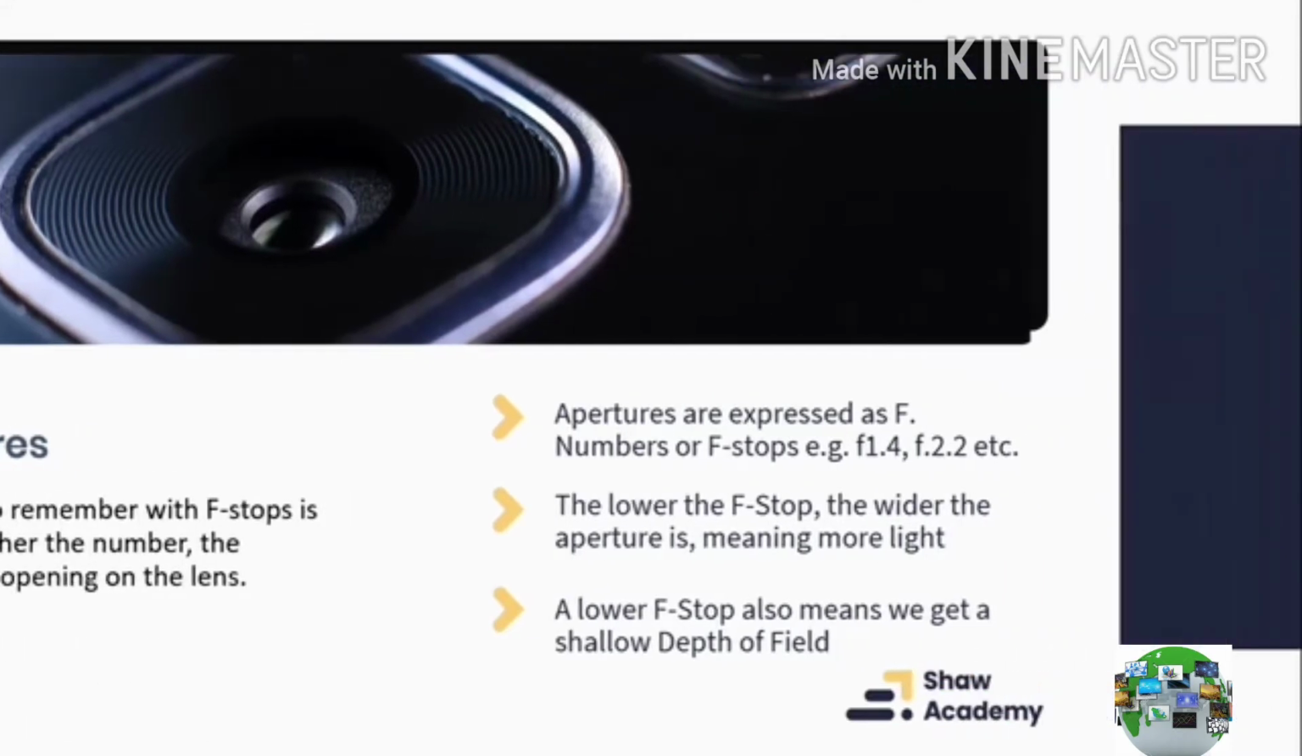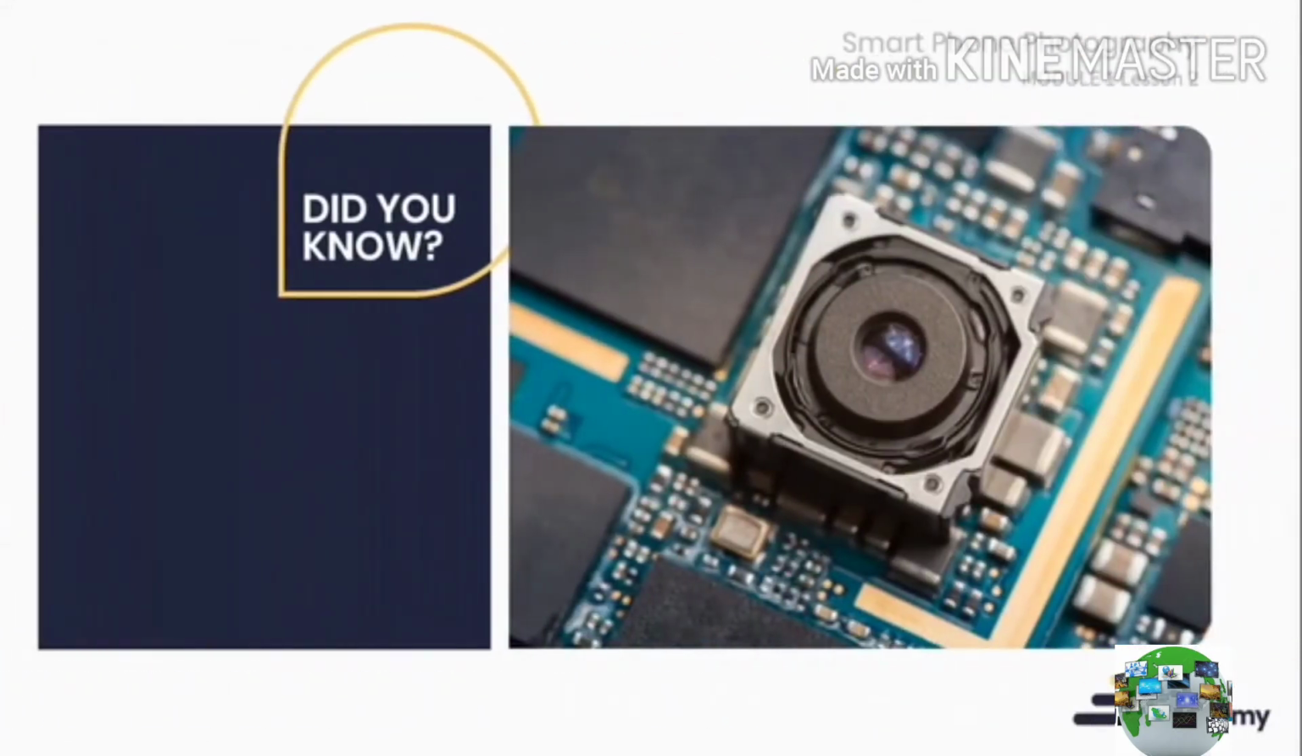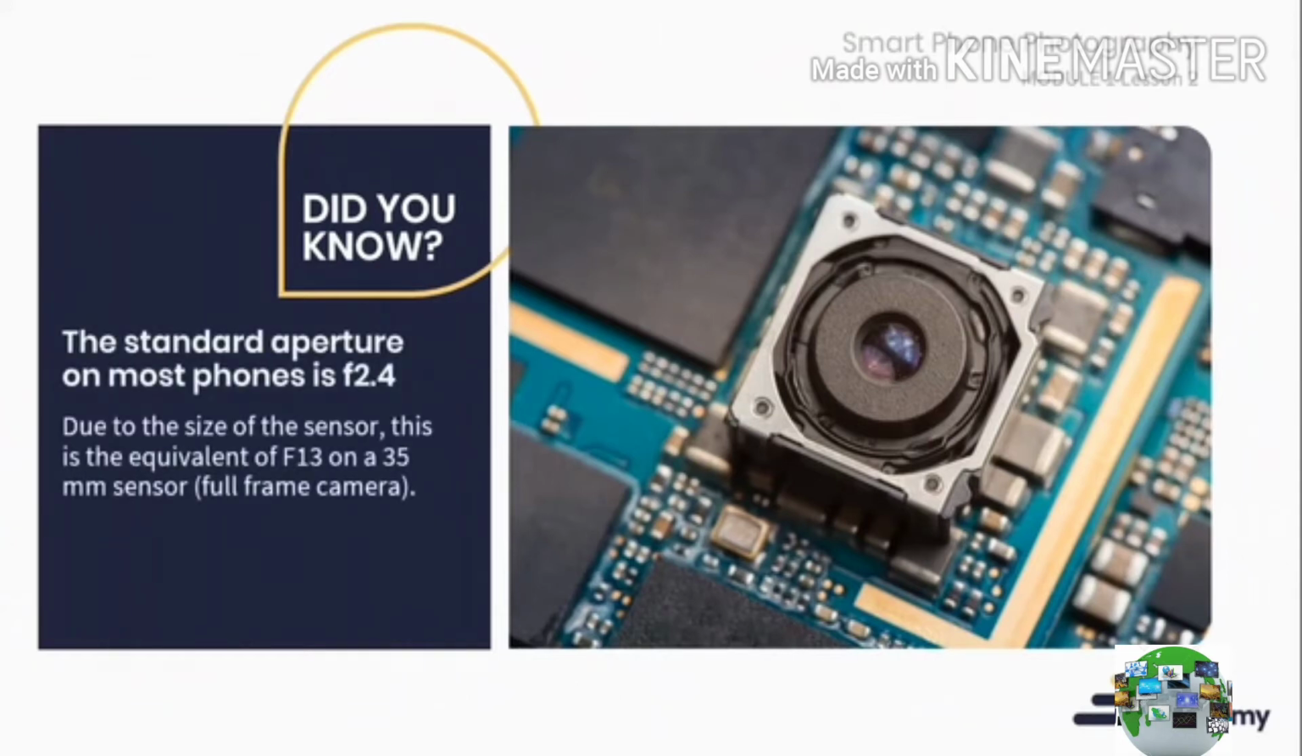Now, at this stage, you're probably wondering, what is the aperture on my phone? Well, the standard aperture on most phones is f2.4. Now, due to the size of the sensor, which is also a factor, this is the equivalent of f13 on a 35mm sensor or a full frame camera.